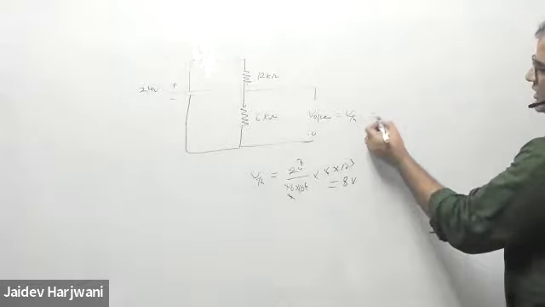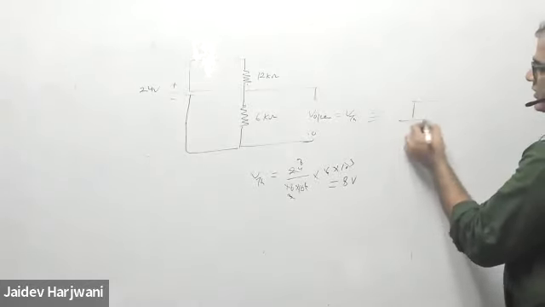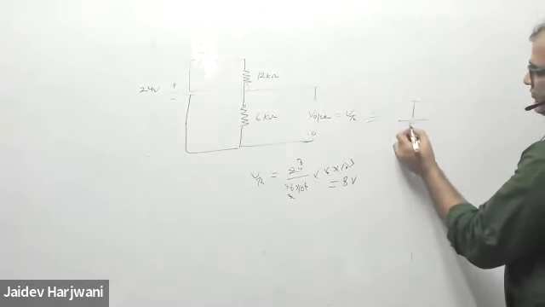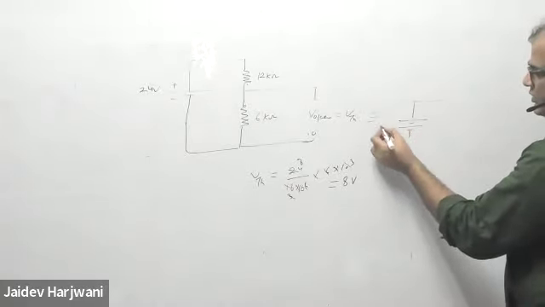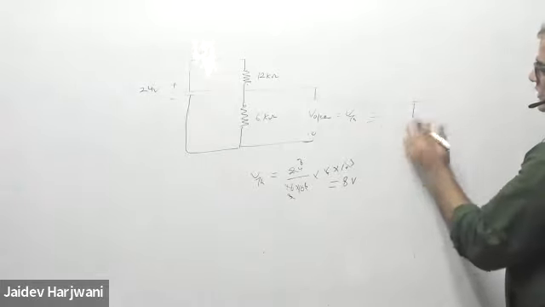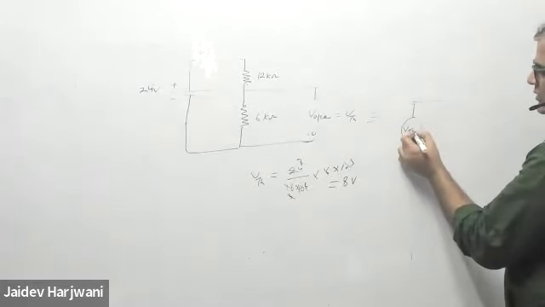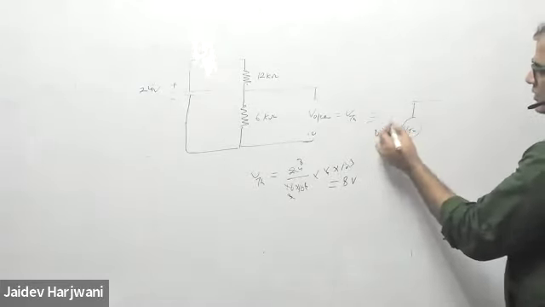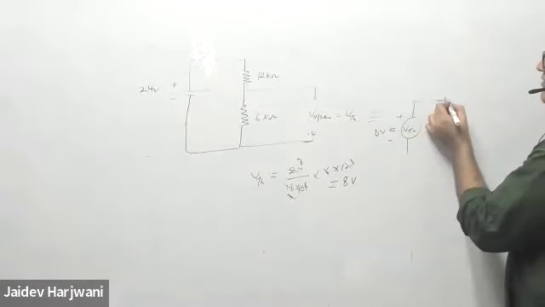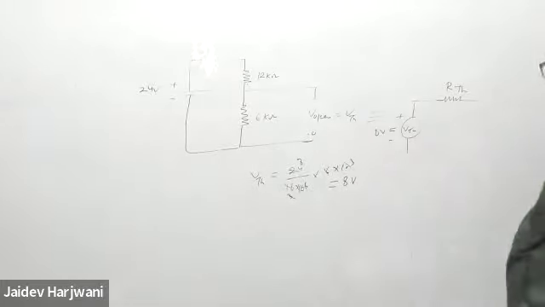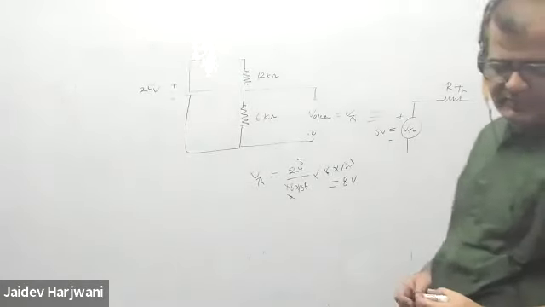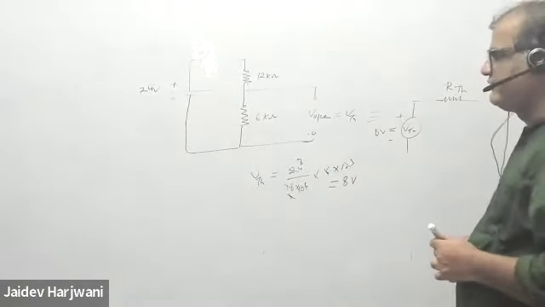Okay. So this circuit is equivalent to what? VThevenin is 8 volt. Or you say VThevenin, which is 8 volt. What is RThevenin? What is RThevenin for the circuit? I am putting the equivalent circuit.